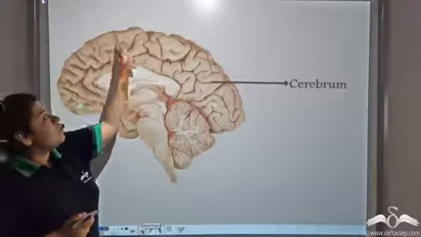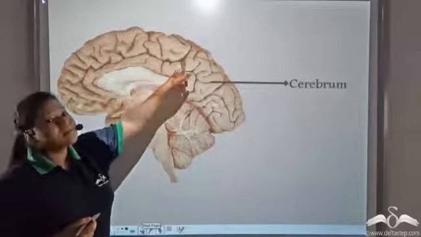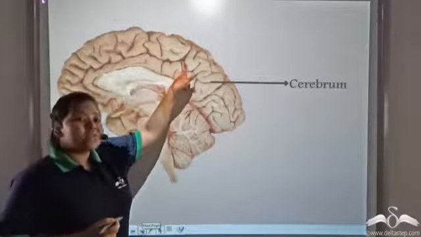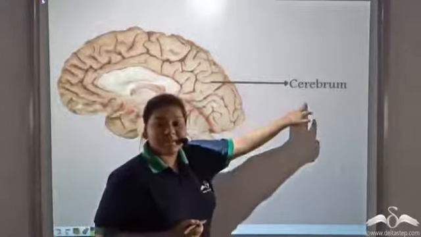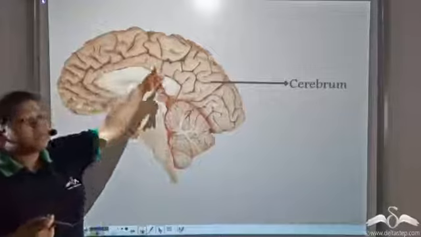The outermost part of the brain, where there are a lot of convolutions or foldings, is known as the cerebrum. So cerebrum forms the outermost portion of the brain.